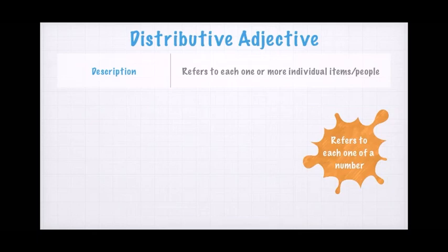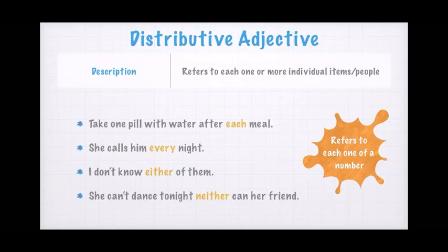Distributive adjective. It refers to each one or more individual items or people. It refers to each one of a number. Now let us look at some examples. Take 1 pill with water after each meal. She calls him every night. I don't know either of them. She can't dance tonight. Neither can her friend.